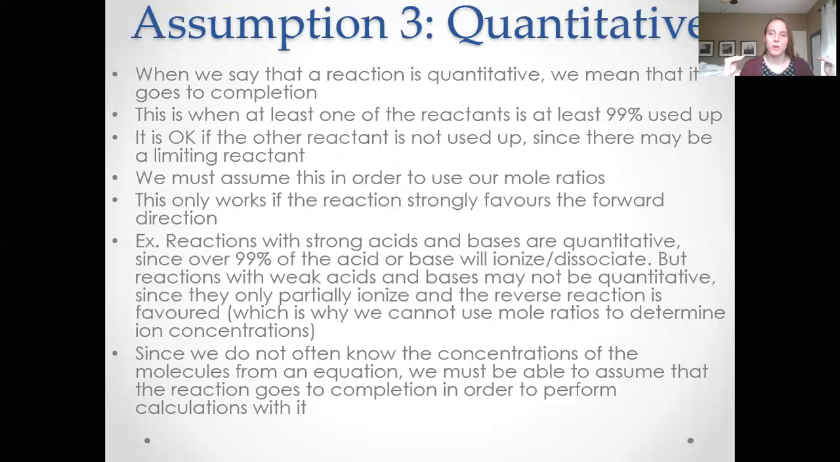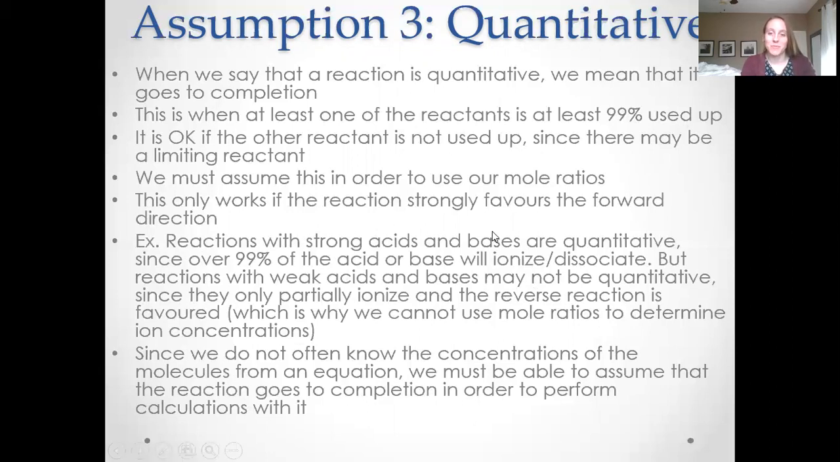a forward reaction only. You're not going to hit equilibrium. You're not going to have a strong reverse reaction. So yeah, this only works if reactions favor the forward direction. If a reaction isn't quantitative, we can't use the mole ratio. This is the reason why we can't use the mole ratio to find the concentration of hydroxide and hydronium ions when we're dealing with weak acids and bases ionizing, because they're not quantitative. They don't go to completion. They have that strong reverse reaction.